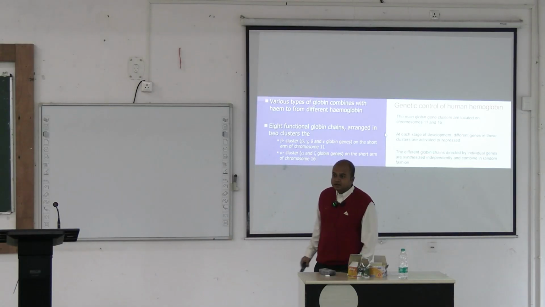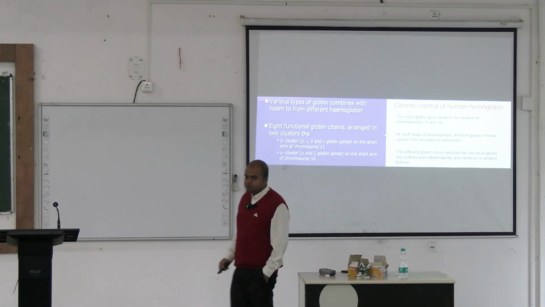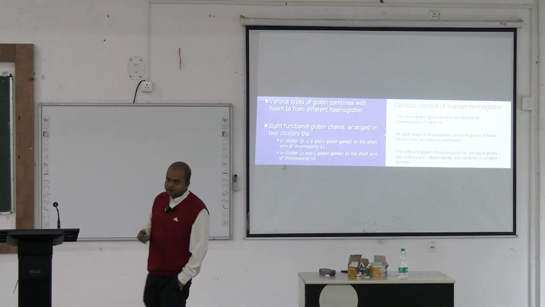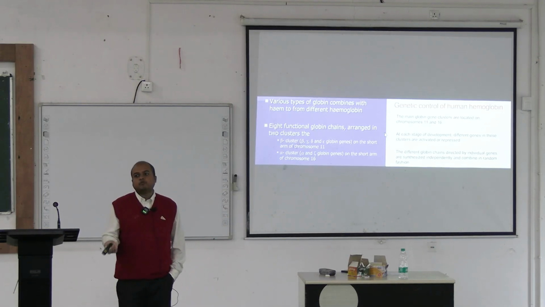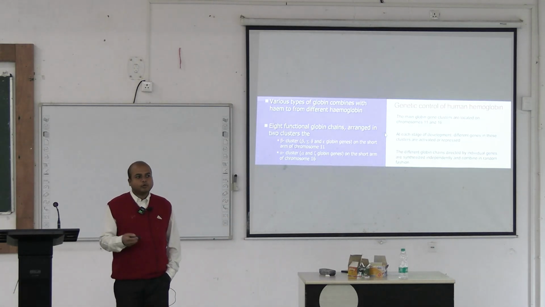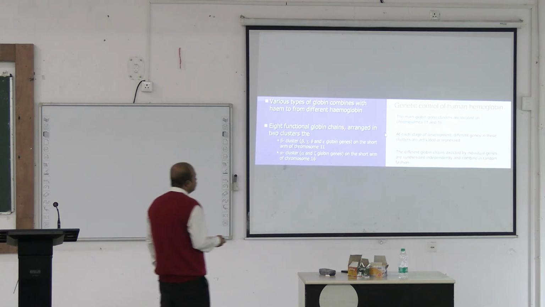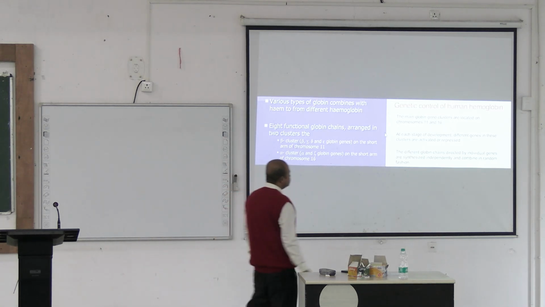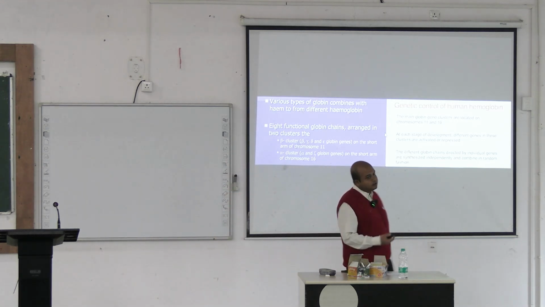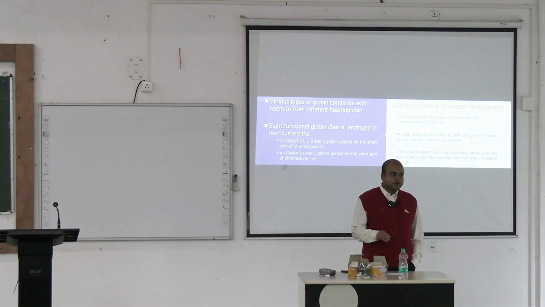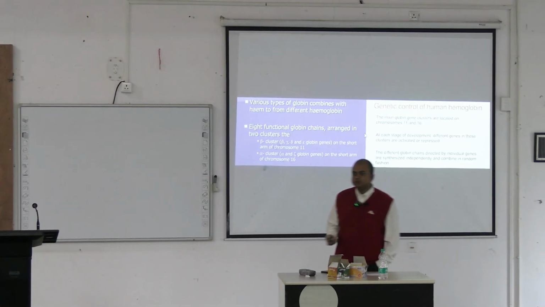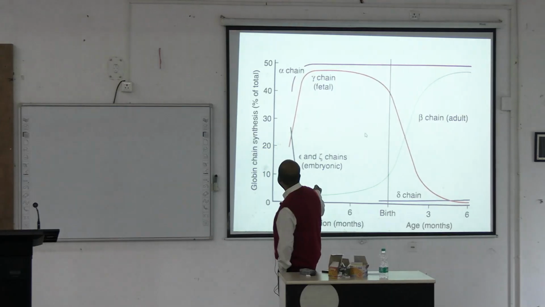And the combination is random, but usually among the four chains, two will be of one type and two of another type. The different globin chains are directed by the individual genes, combined in random fashion. But in the healthy physiological state, in the fetus HbF predominates the most. Then in the adult, it is HbA. HbA2 is another variant. We will talk of this.